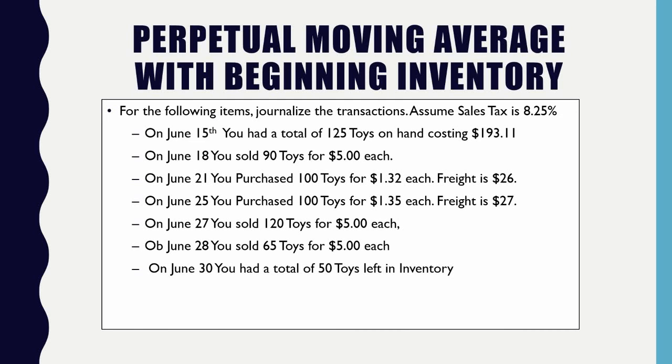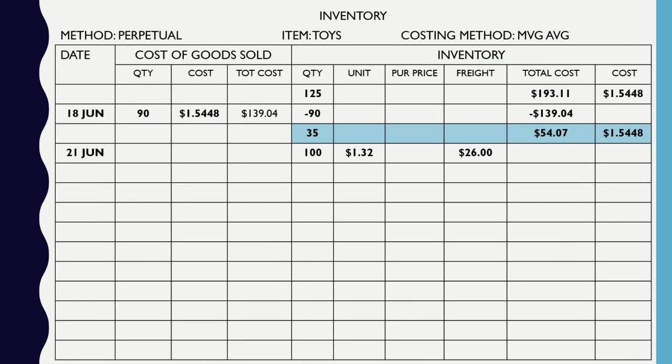So then on June 21st, we end up purchasing 100 toys for $1.32 with a freight of 26. So we plug in our numbers here, get 132 plus 26 to give you a total of 158. And once again, because I have new inventory, right, I need to add up my totals. So now I have a total of 135 units available at a total cost of $212.07. And I need to now recalculate my average cost. In this case, it is 1.5708. Okay.